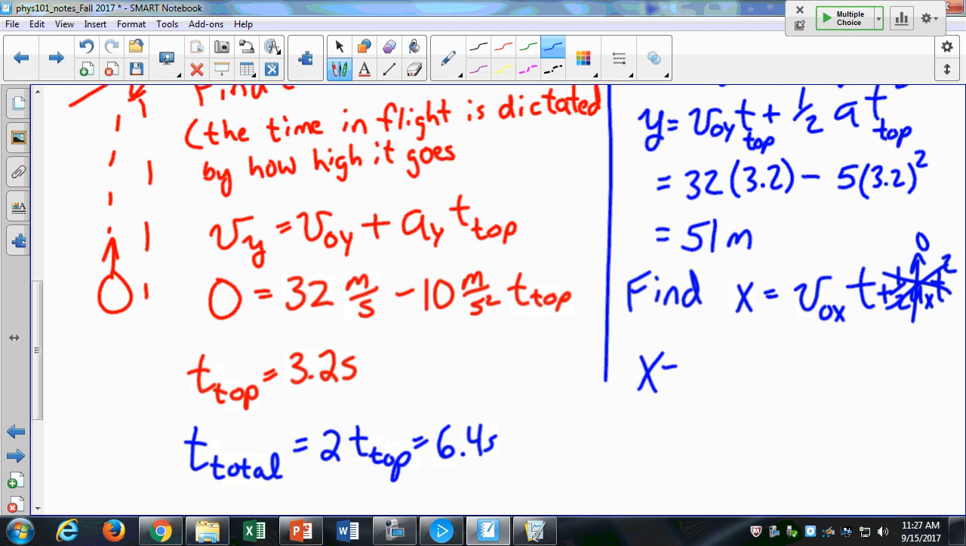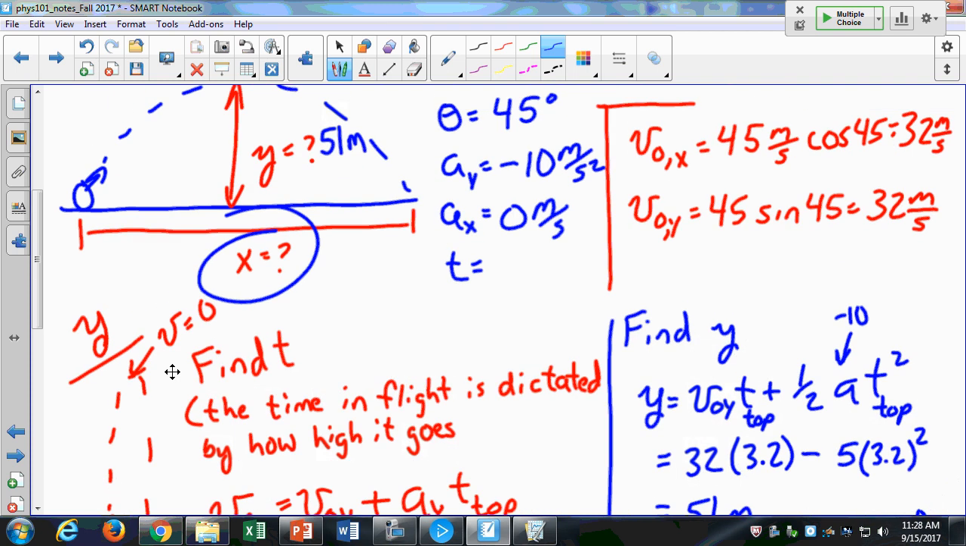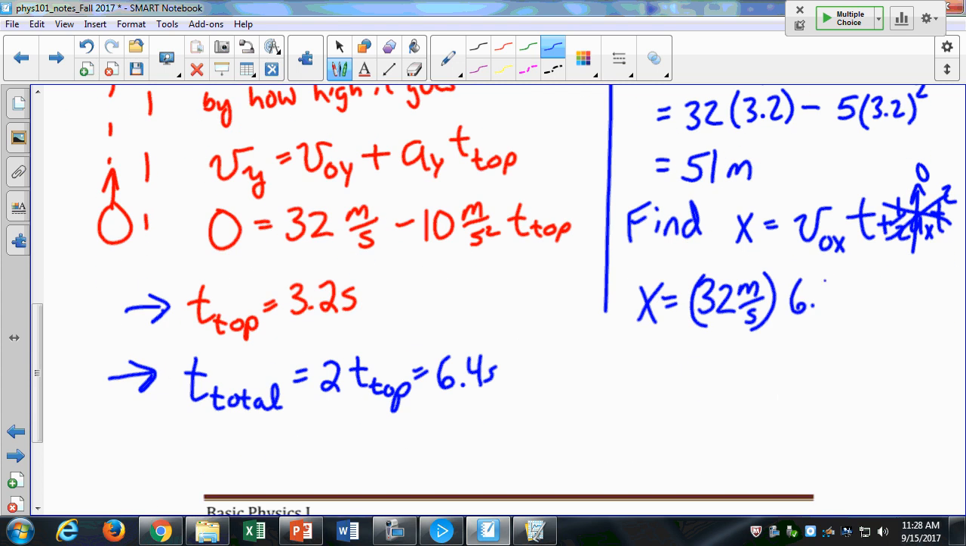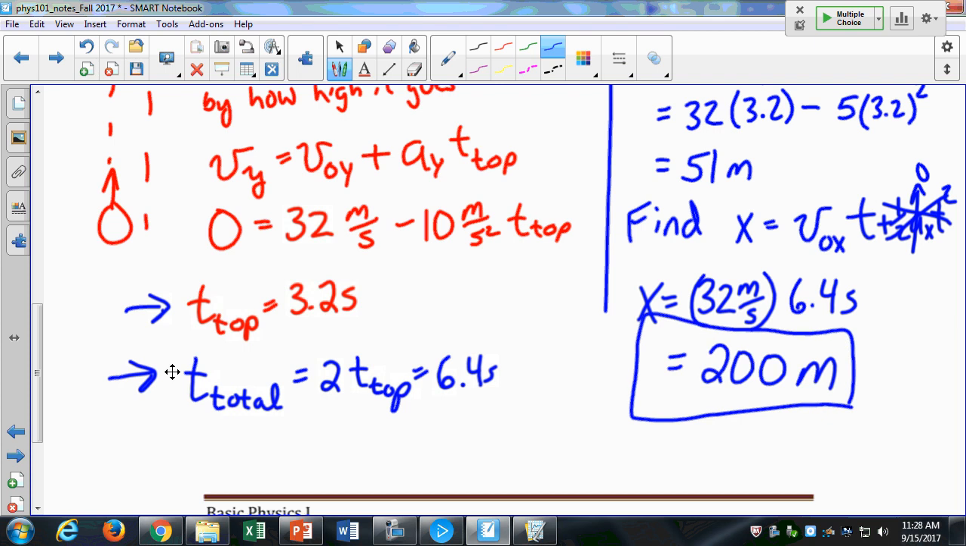And so here, if I find my X, that's going to be 32 meters per second. And what time do I use here? Do I use the T top or do I use the T total here? Use the total time. Because at that T total, that's when he's at the end of his trajectory. That's when you have this position at T equals 6.4 seconds. And so that's times 6.4 seconds, 32. That's 204 meters. We'll just say 200 meters. So that's our X range. Our Y range is 51.